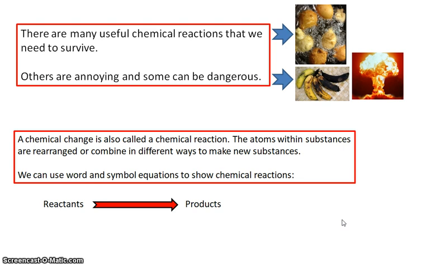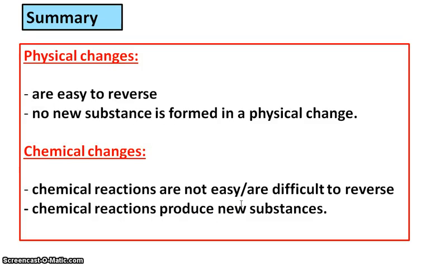So there are many useful and some annoying examples of chemical change, and we use something like this, what we call a word or symbol equation, to represent chemical change. So the reactants are the starting material, then what you make we call the product.